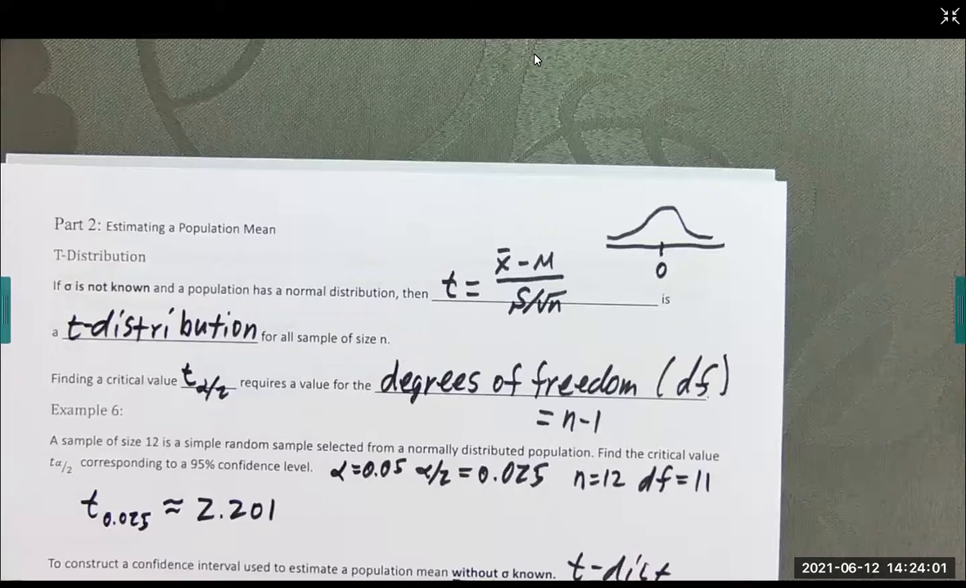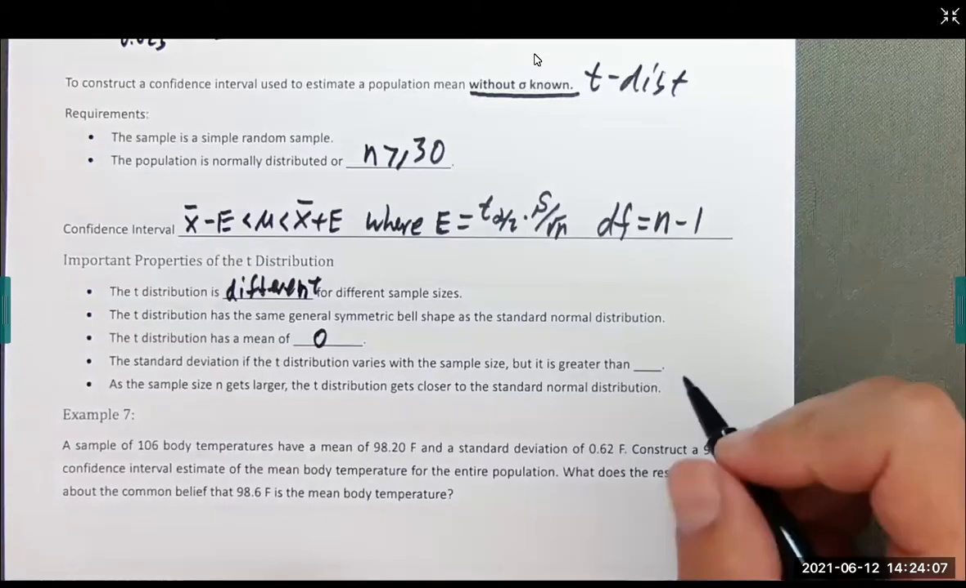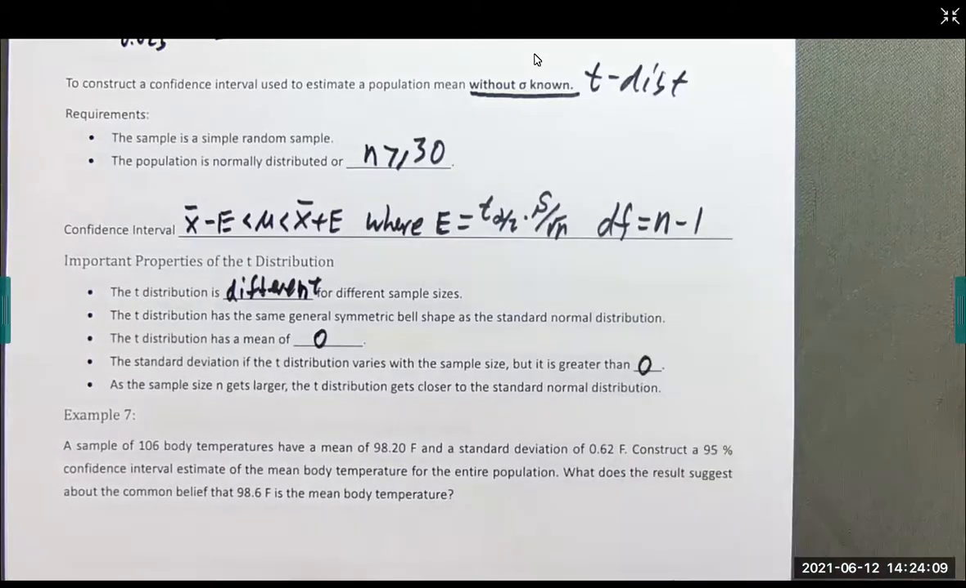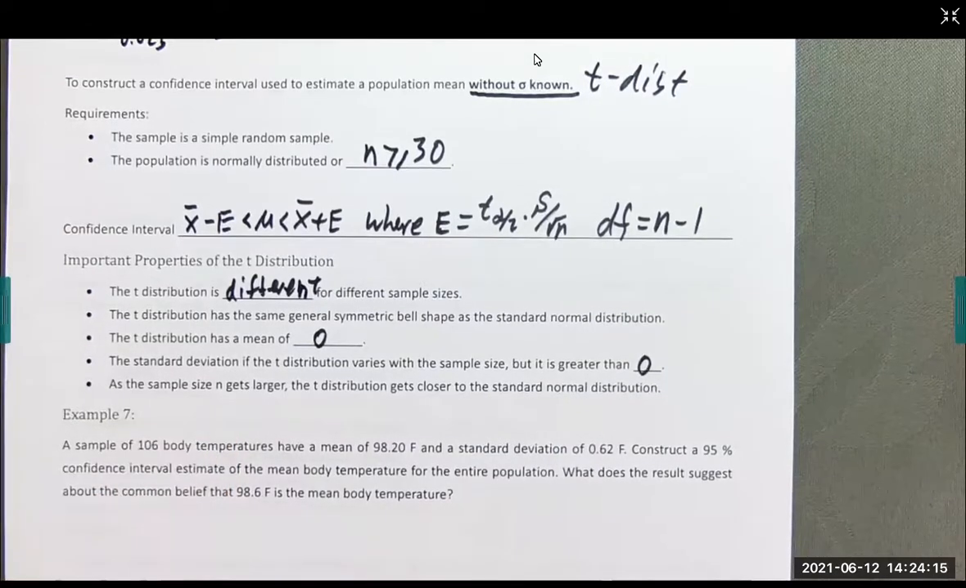The standard deviation of a t distribution varies with the sample size, but it is greater than 0, so it's always positive. And I mentioned this before as well. As the sample size n gets larger, the t distribution gets closer and closer to a standard normal distribution, a z distribution.